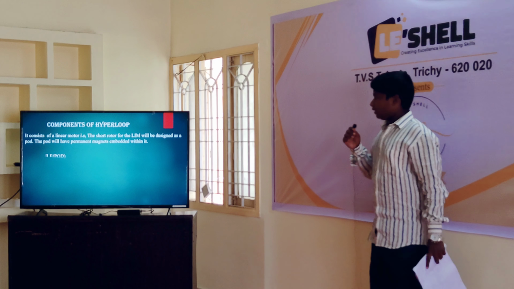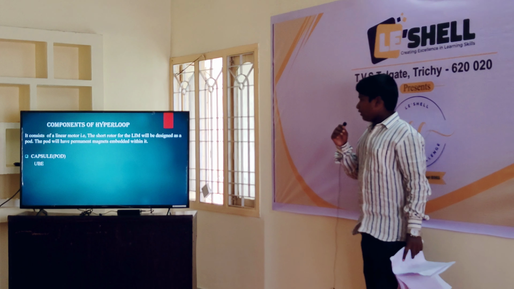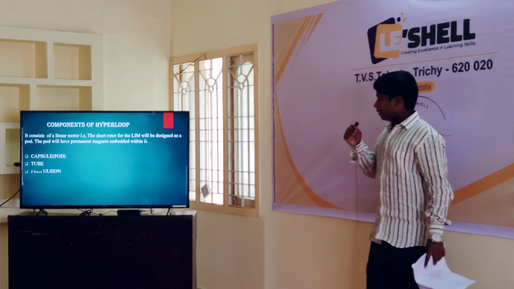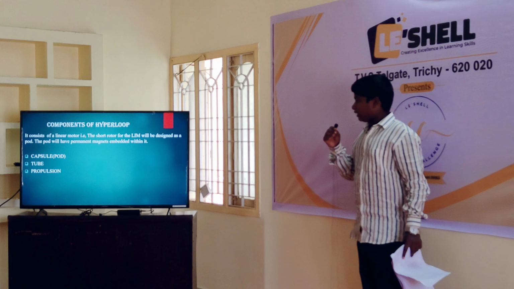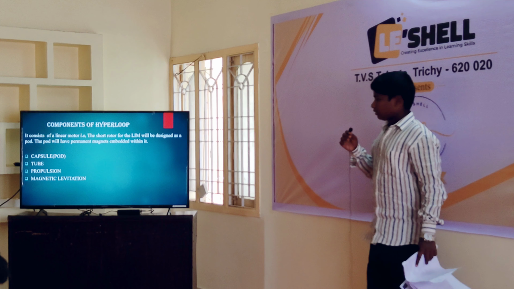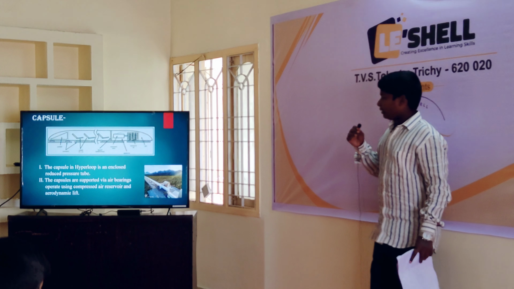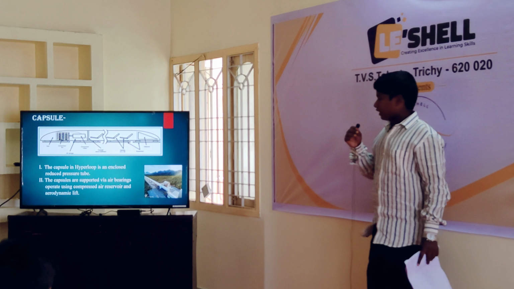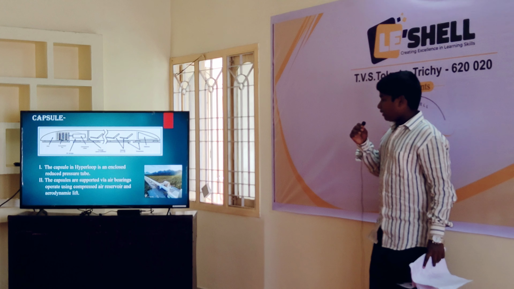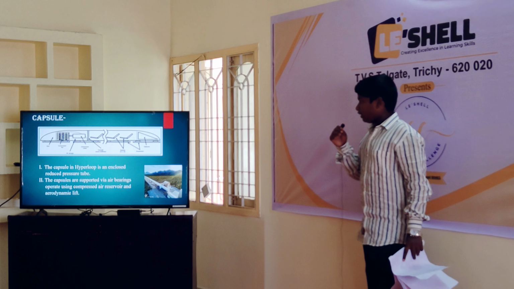Components of Hyperloop. It consists of a linear motor, that is the LIM. The short route for the LIM will be designed with a port. The port will have permanent magnets embedded within it. The capsule in Hyperloop is in an enclosed reduced pressure tube. The capsules are supported by air bearings, which operate using a compressor, reservoir and aerodynamic lift.